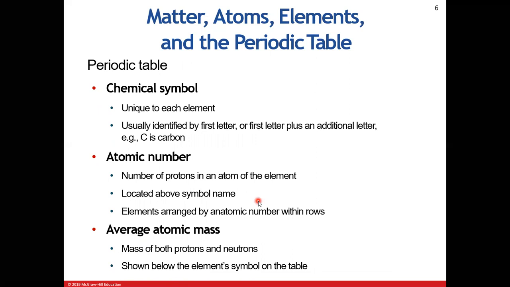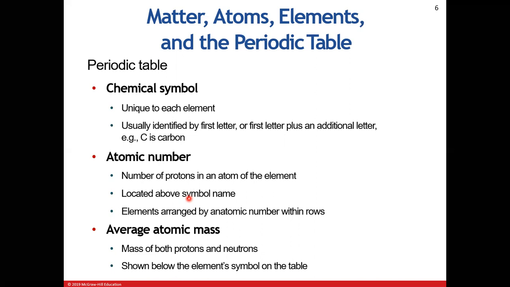Now, when we look at the periodic table, going back to the table that we just looked at, there's a lot of stuff on that table that gives us a lot of information. So one, we have the chemical symbol, and the chemical symbol really is unique to each element. It's usually identified by the first letter, sometimes the first letter plus an additional letter, or sometimes it's made up based off of its Latin name.